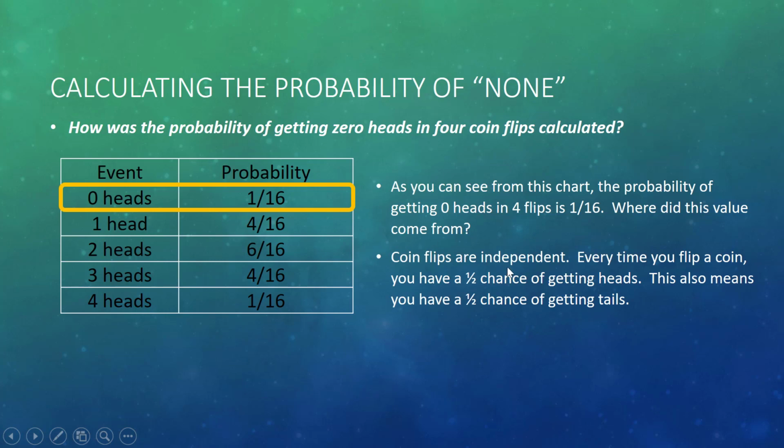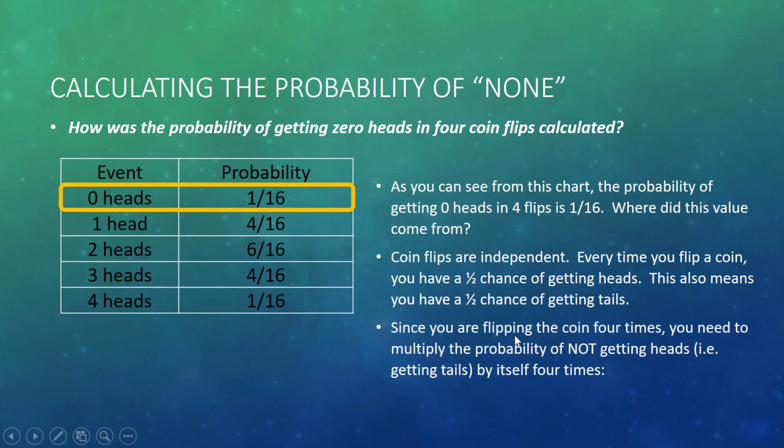Remember that coin flips are independent. Every time you flip a coin, you have a 1/2 or 50% chance of getting heads, which means, based on the complement rule, you also have a 1/2 or 50% chance of getting tails. So, since you are flipping the coin 4 times, you're going to multiply the probability of not getting heads, i.e. getting tails, by itself 4 times. This is an application of the multiplication rule for independent events.